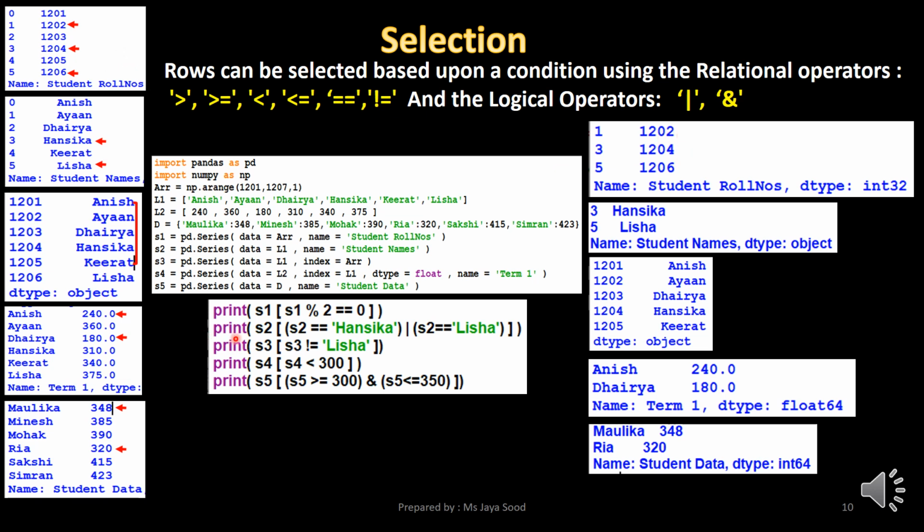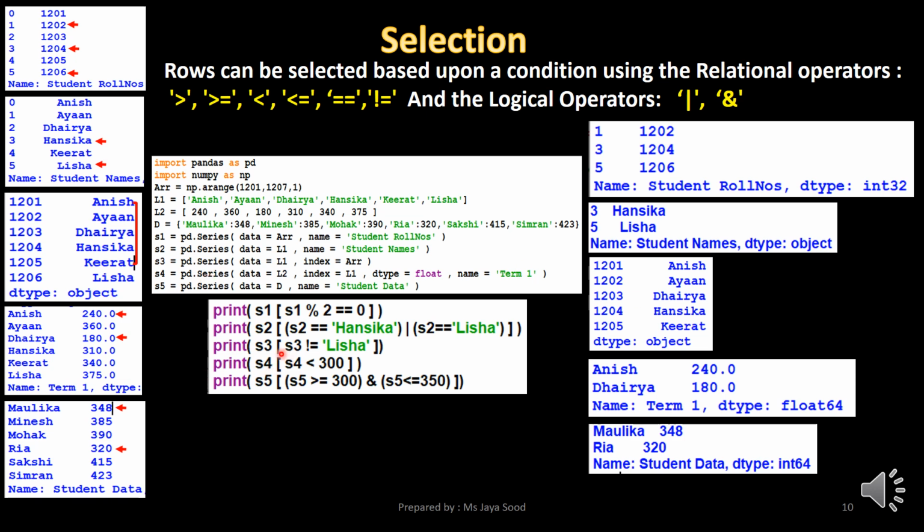The next statement, print S2 within square brackets the condition S2 equal to Hansika or S2 equal to Lisha will print only those rows from the series S2 where the values are either Hansika or Lisha as shown here. The next statement, print S3 within square brackets the condition S3 not equal to Lisha will print all the rows from the series S3 where the name is not Lisha.